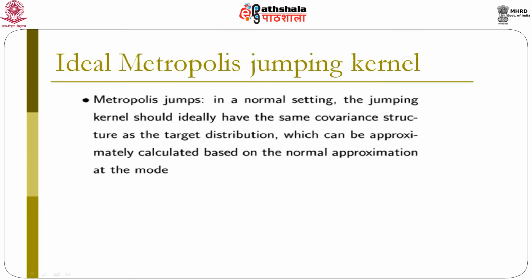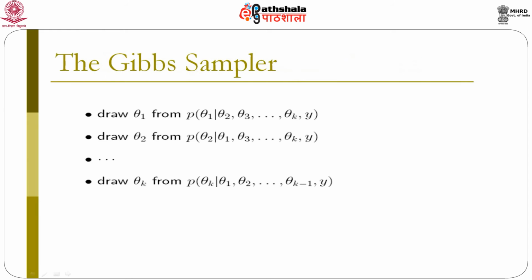Ideal Metropolis jumping kernel: Metropolis jumps in a normal setting. The jumping kernel should ideally have the same covariance structure as the target distribution, which can be approximately calculated based on the normal approximation at the mode. So this is the Metropolis algorithm and the Metropolis-Hastings algorithm, and then comes a somewhat simpler approach, which is the Gibbs sampler approach.